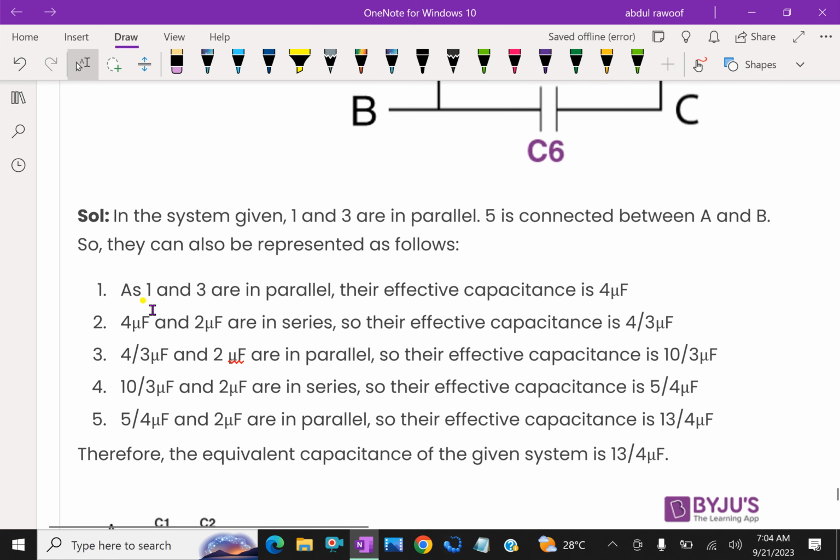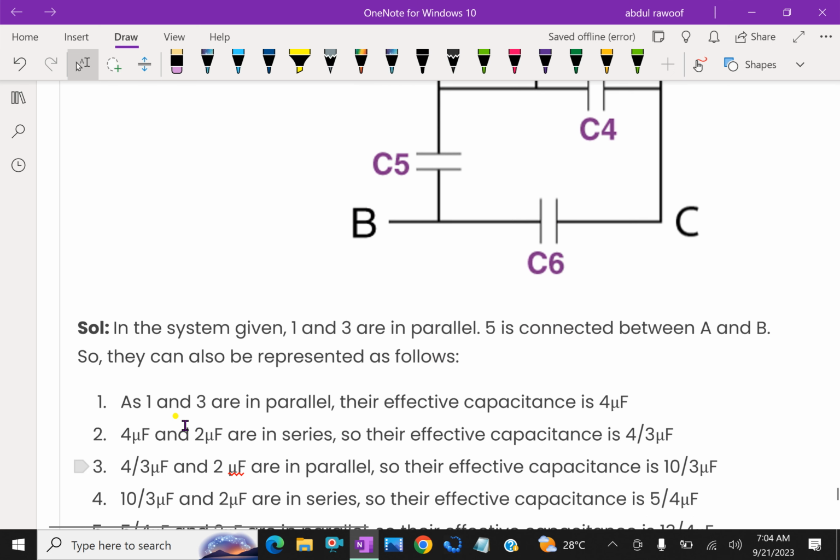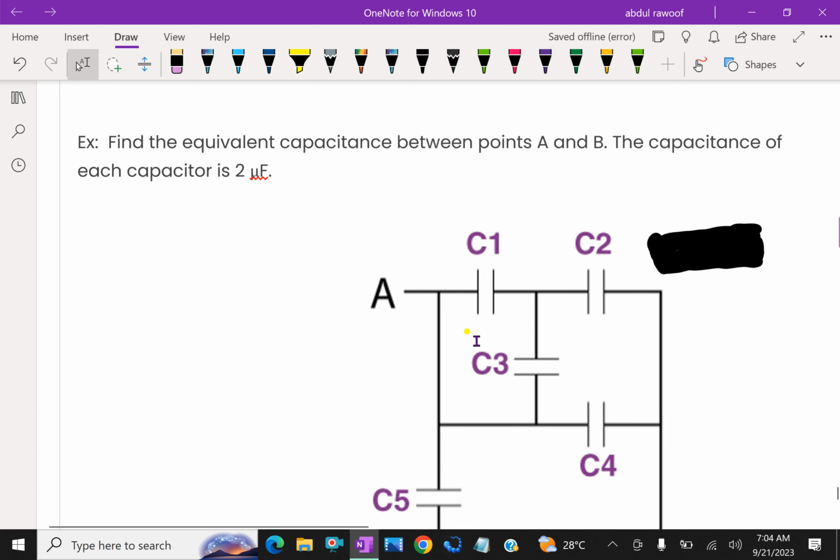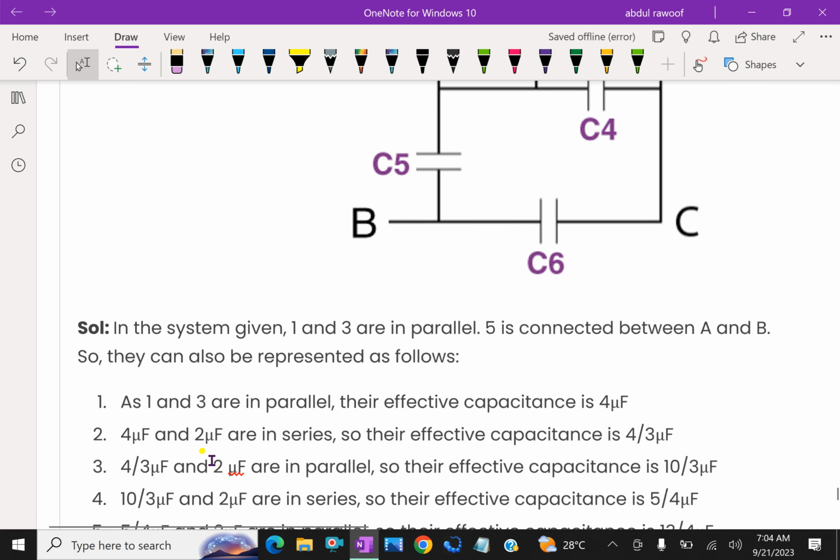Look at your first case. As 1 and 3 are parallel, their effective capacitance is 4 microfarad. So 2 plus 2 is 4 microfarad, that is the first case. Second, this 4 microfarad and 2 microfarad are in series.